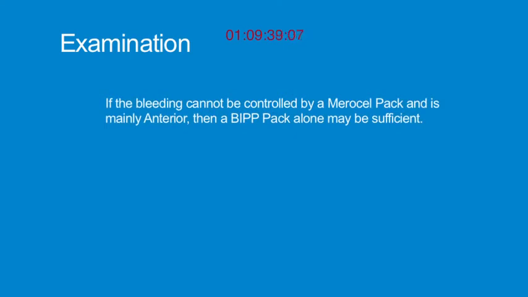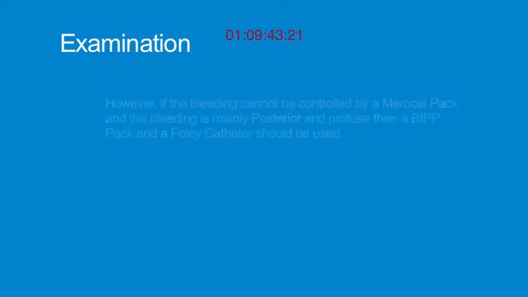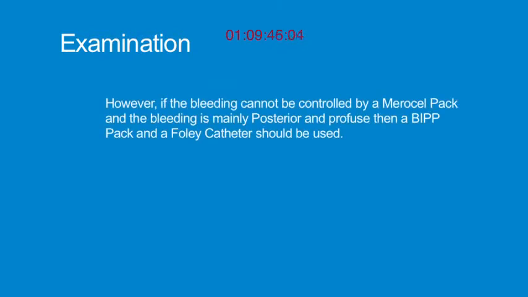If the bleeding is not controlled by a Merocel pack and is mainly anterior, then a BIPP pack alone may be sufficient. However, if the bleeding is not controlled by a Merocel pack and the bleeding is mainly posterior and profuse, then a BIPP pack and a Foley catheter should be used.